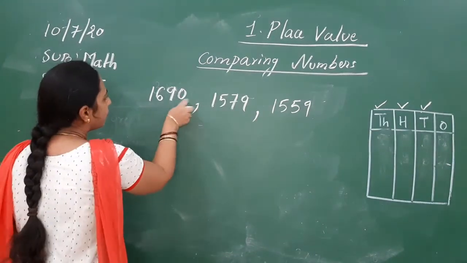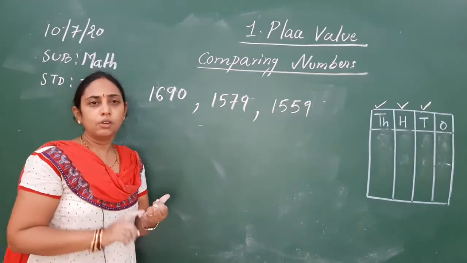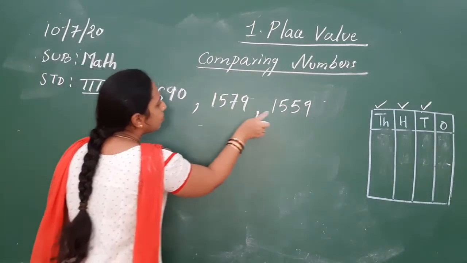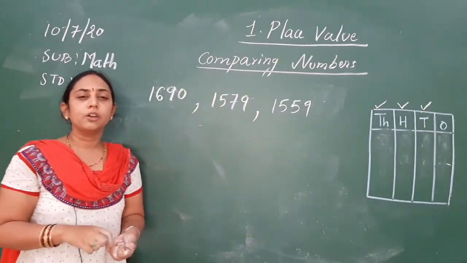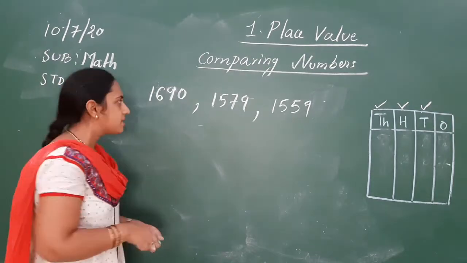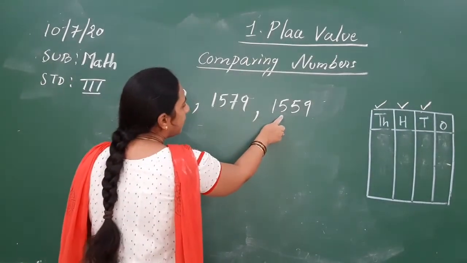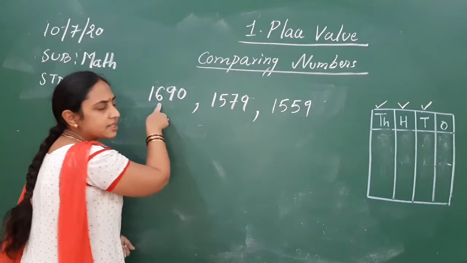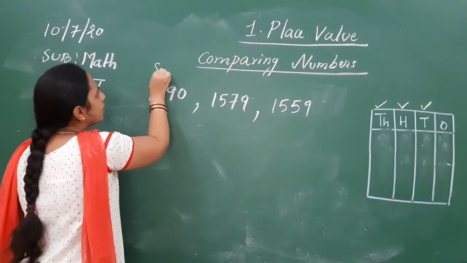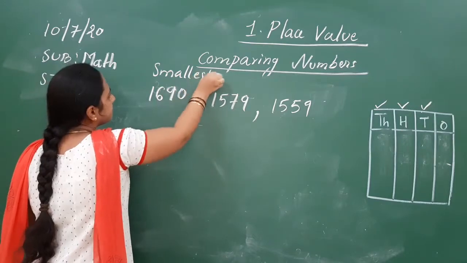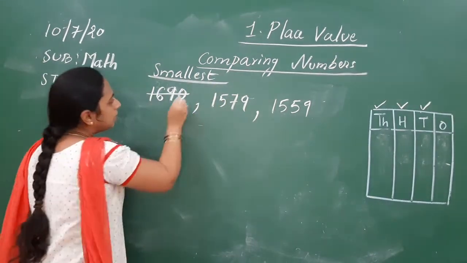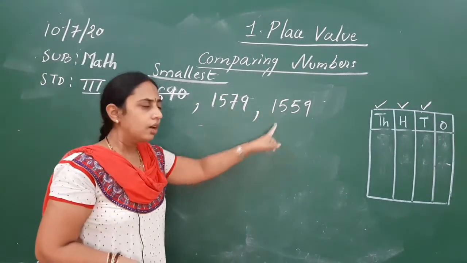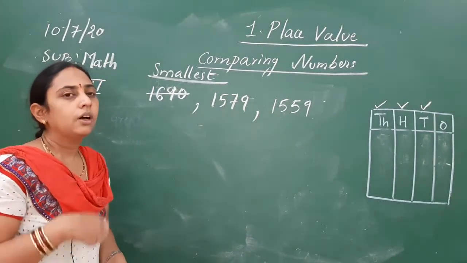First rule, 1, 2, 3, 4, 1, 2, 3, 4, 1, 2, 3, 4, all 4, not applied. Second rule, thousands place, 1, 1, 1, we cannot apply second rule. Third rule, we will check hundreds place, 6, 5, 5, right. 6 is greater, but we need to find the smallest number. Okay. So, this cannot be the smallest as 6 is greater than 5. Okay. Now, we will go with tens place.